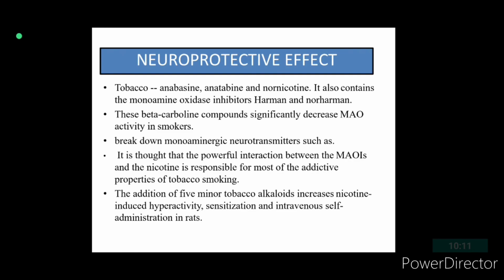Neuroprotective effect: tobacco. It also contains the monoamine oxidase inhibitors harman and norharman. These beta-carboline compounds significantly decrease MAO activity in smokers. It is thought that the powerful interaction between the MAOIs and the nicotine is responsible for most of the addictive properties of tobacco smoking.